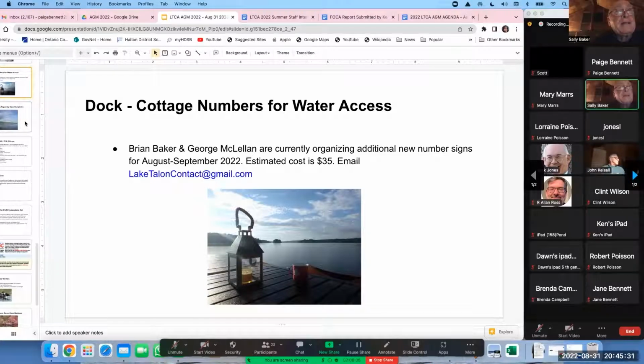We expect the blue sign with the white numbers will be about $35. So I have about 8 or 10. I don't know if the students encountered anybody, but if anybody wants a dock number, there's the email, laketaloncontact@gmail, and we'll try to get that going and get them produced. If not in September, available for the spring. Next topic, please.